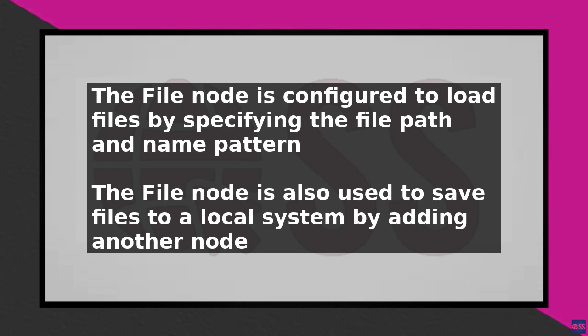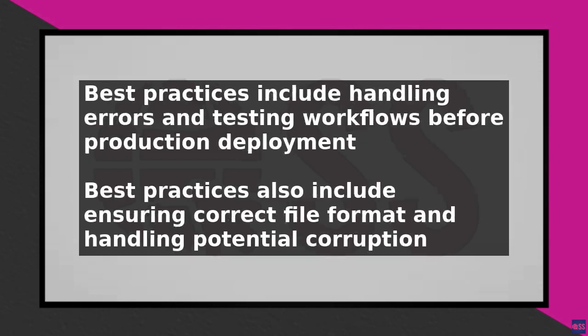Best practices for loading and saving files to a local system using N8N include specifying the correct file path and name, handling errors and exceptions, and testing the workflow before deploying it to a production environment. Additionally, you should ensure that the files you are loading and saving are in the correct format and that they are not corrupted.